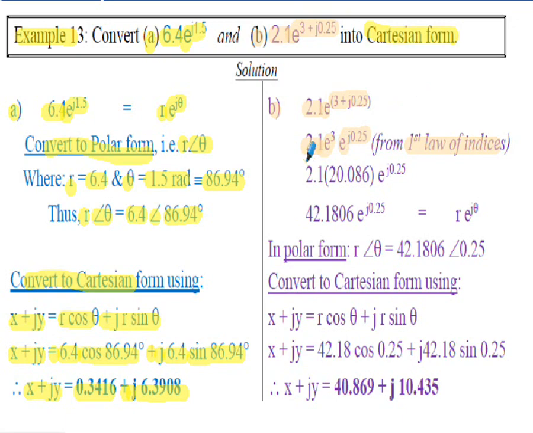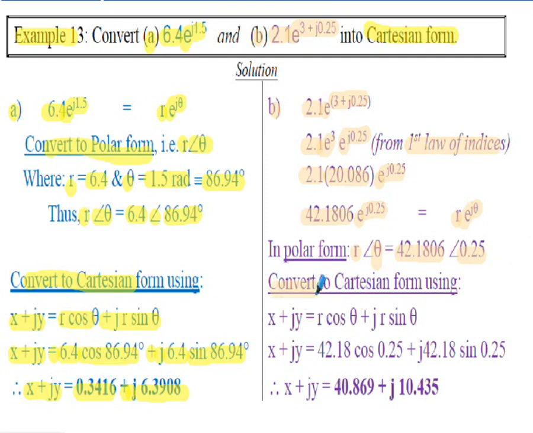Now we can evaluate 2.1 multiplied by e to the power of 3, because e to the power of 3 is 20.086, to 3 decimal places, and that's multiplied by e to the j 0.25. So on evaluation we get 42.1806 multiplied by e to the power of j 0.25. And we can equate that to the format r e to the j theta, reading that r in this case is 42.1806 and angle theta is 0.25.